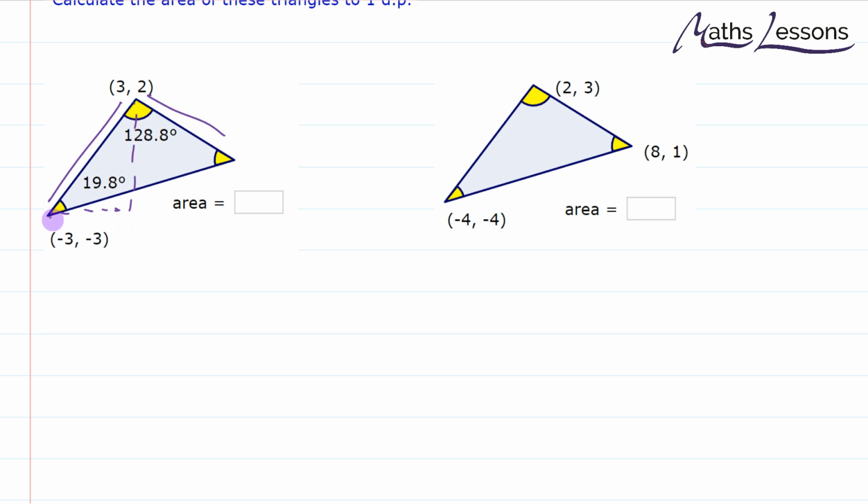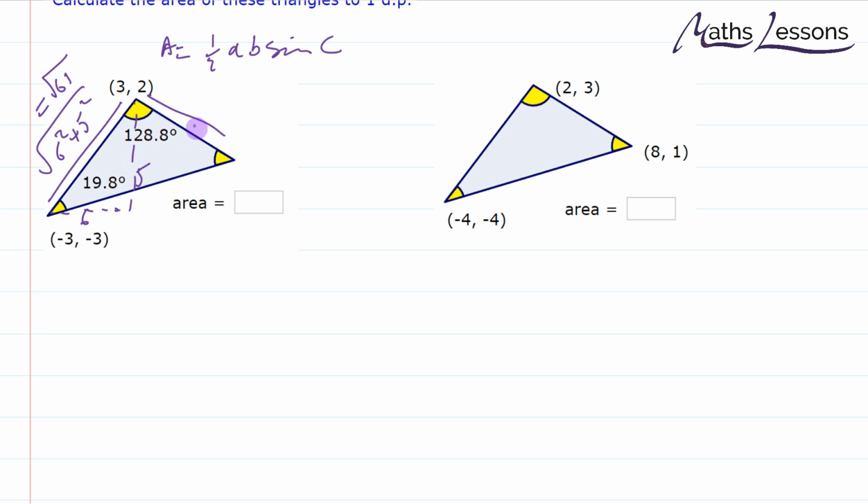That distance there is going to be from -3 to 3 on the x-axis, so that will give me a distance of 6. And this distance from -3 to 2 on the y-axis will give me a distance of 5. So this distance will be 6 squared plus 5 squared, all square rooted, using a bit of Pythagoras. That equals 36 plus 25, so that gives me square root of 61. Now I don't know any of the other two sides, and I need two sides to use the formula: a half a b sine c is equal to the area.